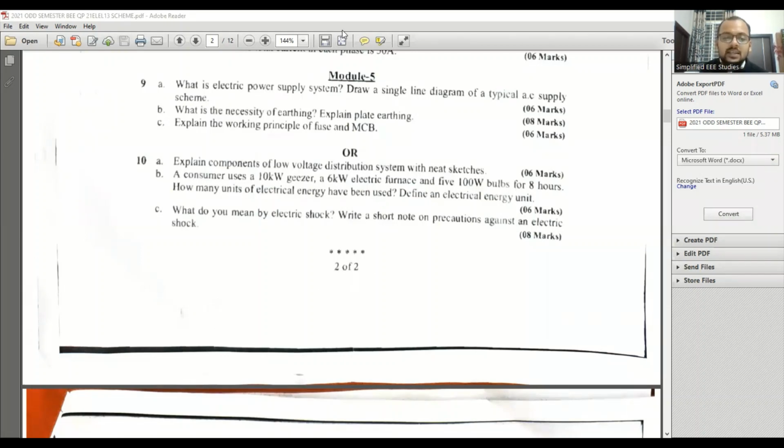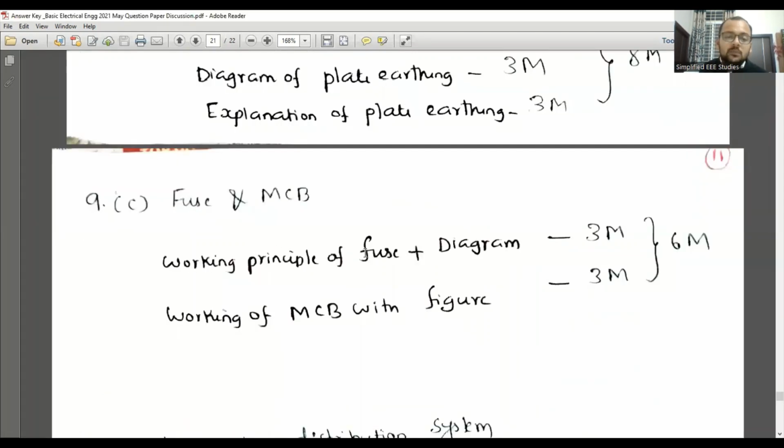Let's see the answer key first. The working principle of fuse and diagram has to be specified. You will be getting 3 marks. Then working of MCB with the figure. If you draw it effectively, definitely you can score 3 marks. Altogether 6 marks. So find out the magnitude of the marks, and based on the marks only you are supposed to answer. Otherwise, you may not get sufficient time for completing the examination because you have to answer all the questions. So based on the marks you are supposed to proceed.